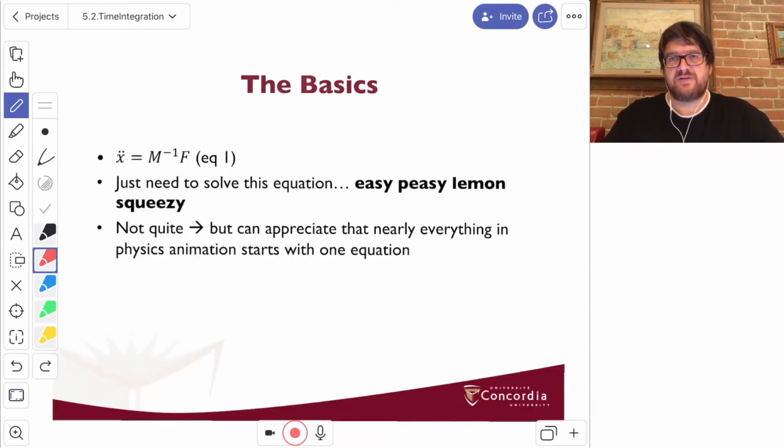As it turns out, any physics simulation boils down to solving this equation 1. Basically, whether we implement rigid bodies, or fluids, or elastic objects, every time we have to solve this equation. This seems to be very easy, but in fact, it's very difficult, because there are a lot of details on how to solve this equation. It is not a simple equation to solve, and then we have to see what kind of forces we have in each case. But we can appreciate that nearly everything in physics animation starts with this one equation.